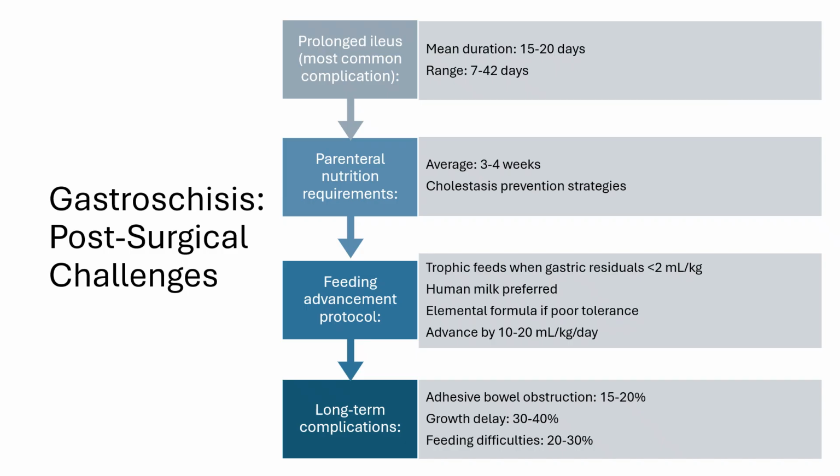Long-term complications affect significant percentages of these infants. Adhesive bowel obstruction occurs in 15 to 20%, typically presenting months to years later. Growth delays affect 30 to 40%, often persisting through early childhood. Feeding difficulties develop in 20 to 30%, ranging from texture aversions to mechanical problems. These challenges require appropriate family counseling and long-term follow-up planning. The immediate surgical success represents the beginning of a longer recovery process, requiring patience and specialized nutritional management.